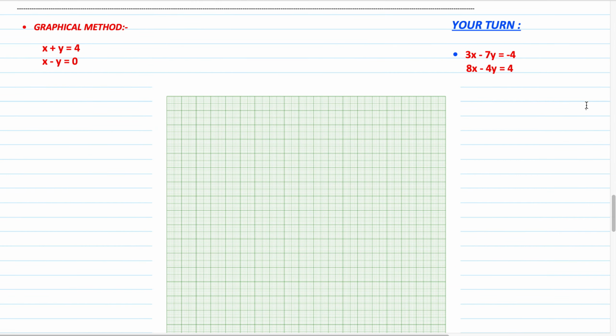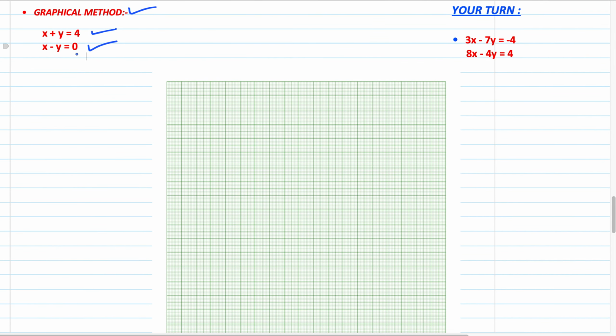Now, this is the final method of solving simultaneous linear equations, which is called the graphical method. What has to be done in this method is you have to draw this equation on graph paper, as it is a linear equation. So you have to draw the line for this equation and the line for this equation, and then see the intersecting point of these two lines, and that is your solution. So how to do it actually?